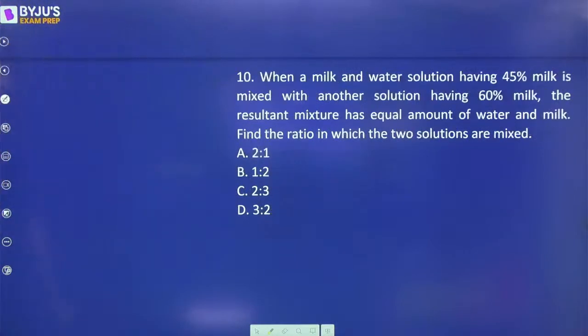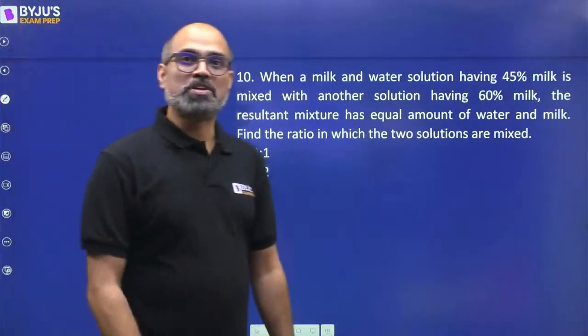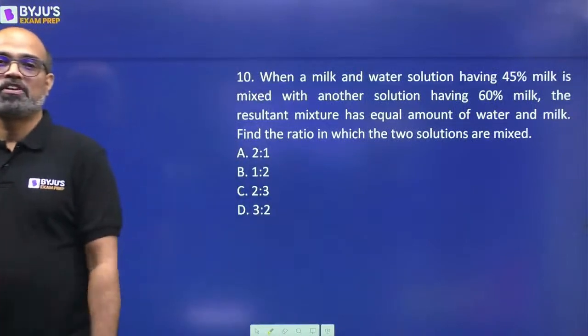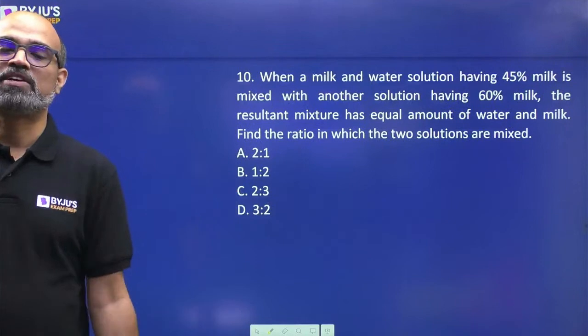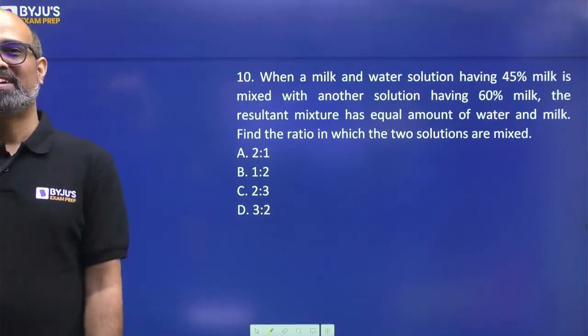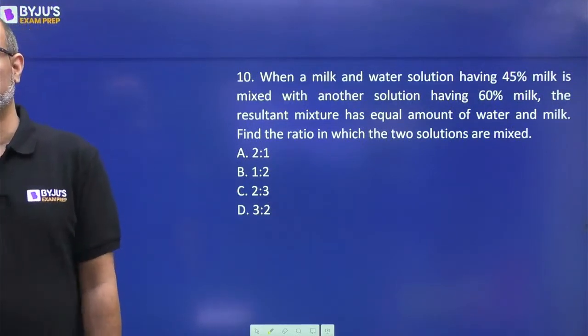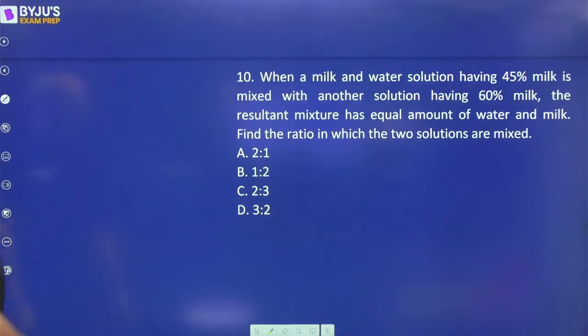Okay, next. When a milk and water solution having 45% of milk is mixed into another solution having 60% milk, the resultant mixture has equal amount of water and milk. What is the ratio in which the two solutions are mixed? Straightforward question based on allegation.